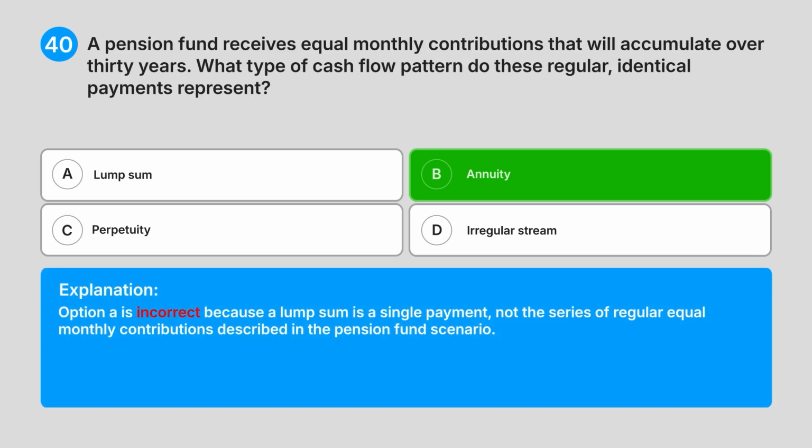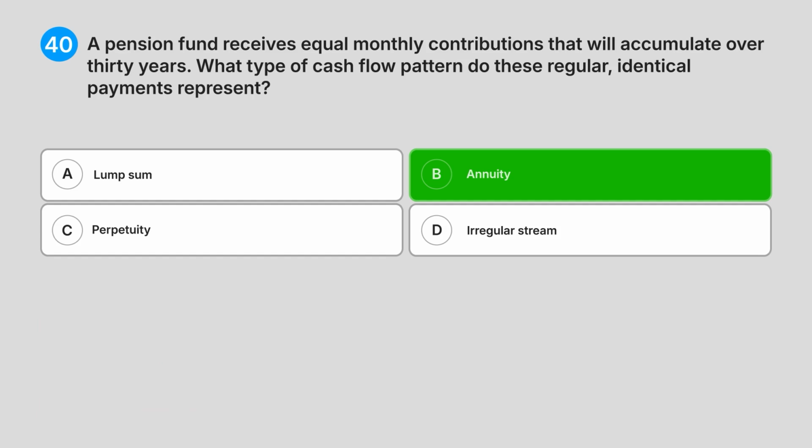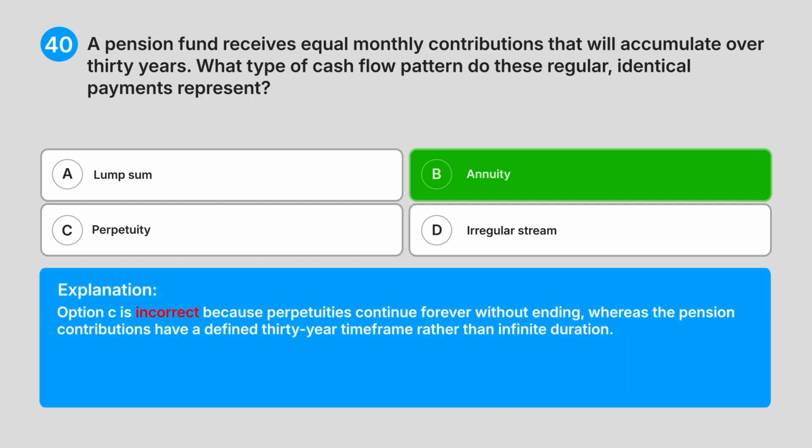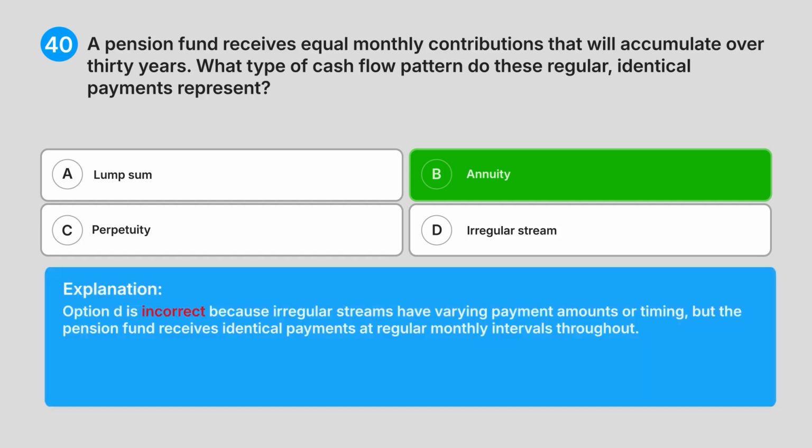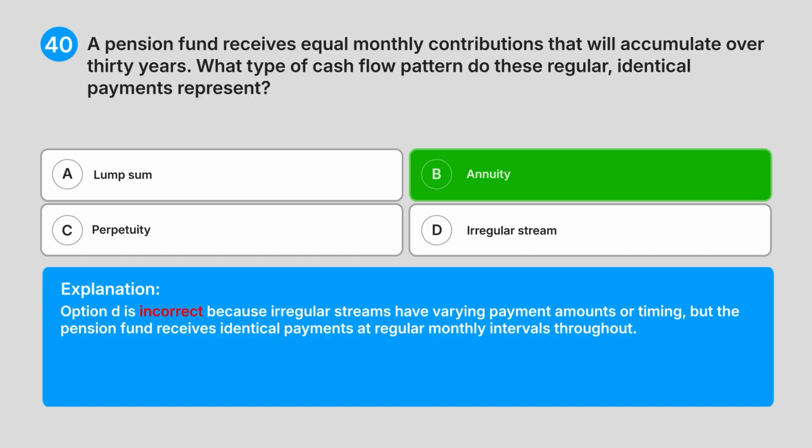Option A is incorrect because a lump sum is a single payment, not the series of regular, equal monthly contributions described in the pension fund scenario. Option C is incorrect because perpetuities continue forever without ending, whereas the pension contributions have a defined 30-year timeframe rather than infinite duration. Option D is incorrect because irregular streams have varying payment amounts or timing, but the pension fund receives identical payments at regular monthly intervals throughout.